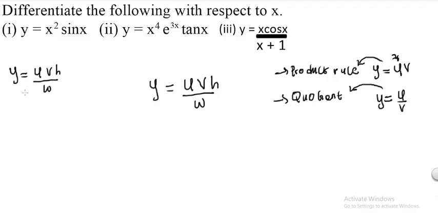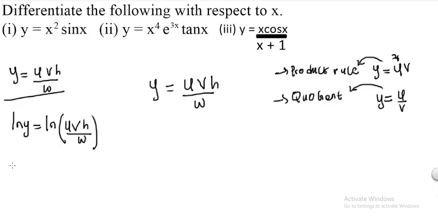Now notice something. I'm going to give you a form of how the logarithmic differentiation will look when you're using it, using this function here. So the first step we take here is to take the ln of both sides. So I'll say ln of y is equal to ln of this entire function here. So this will be ln of u v h over w. And then from here, I have ln y is equal to.